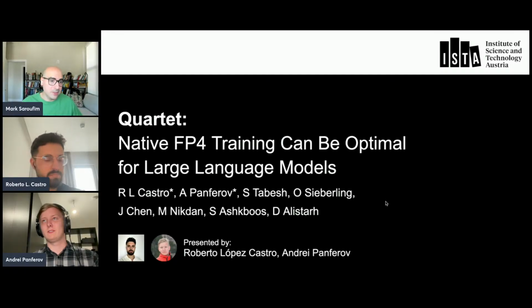I'm really thrilled to have them today talk about a result that I think made the rounds on Twitter a couple of weeks back, which is Quartet, on how native FP4 training can be optimal for large language models. So yeah, without further ado, Roberto and Andrei, it's awesome to have you.